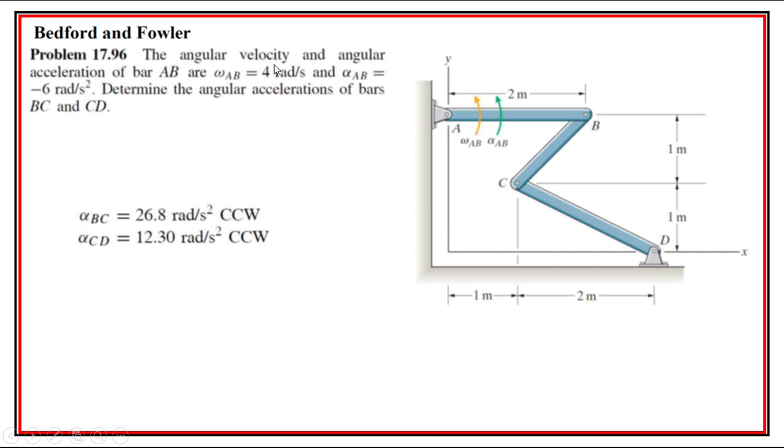The angular velocity and angular acceleration of bar AB are 4 radians per second and -6. They're showing an arrow that way, but they mean the other direction. Determine the angular accelerations of bars BC and CD. You have to do a velocity analysis of this anyway, so we might want to start that. And we might make an abbreviated start with the acceleration analysis just to see what we would do. But it is going to be a little hairy when it comes to the unknowns right there.